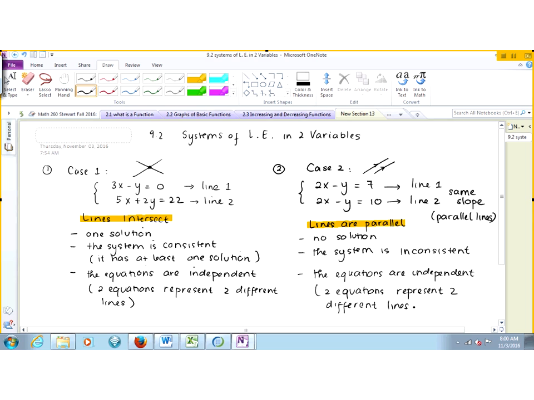All right. What is the other possibility? That they run on top of each other. Yes, they're on top of each other.